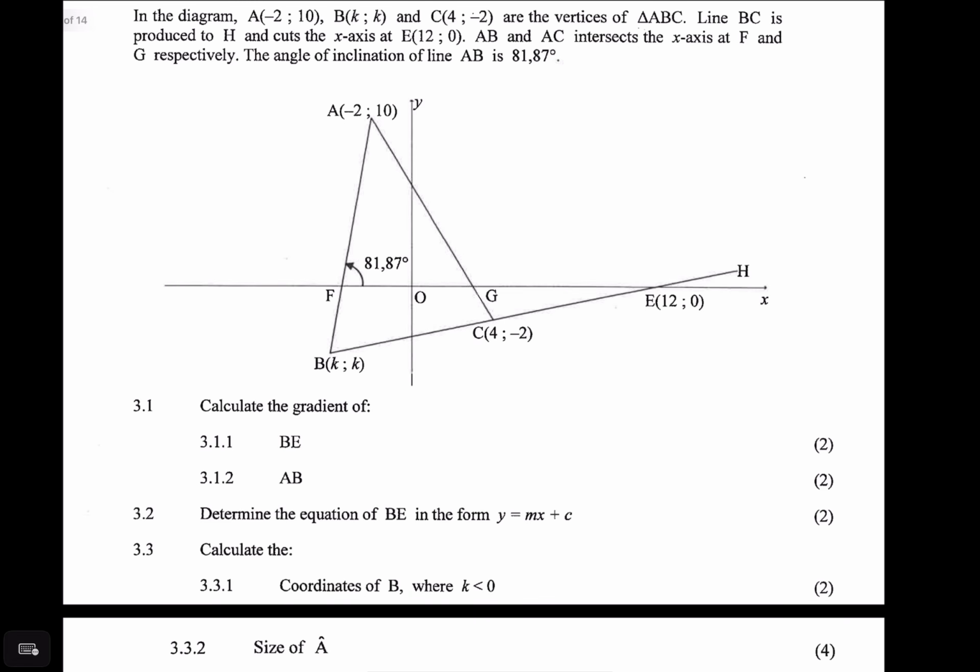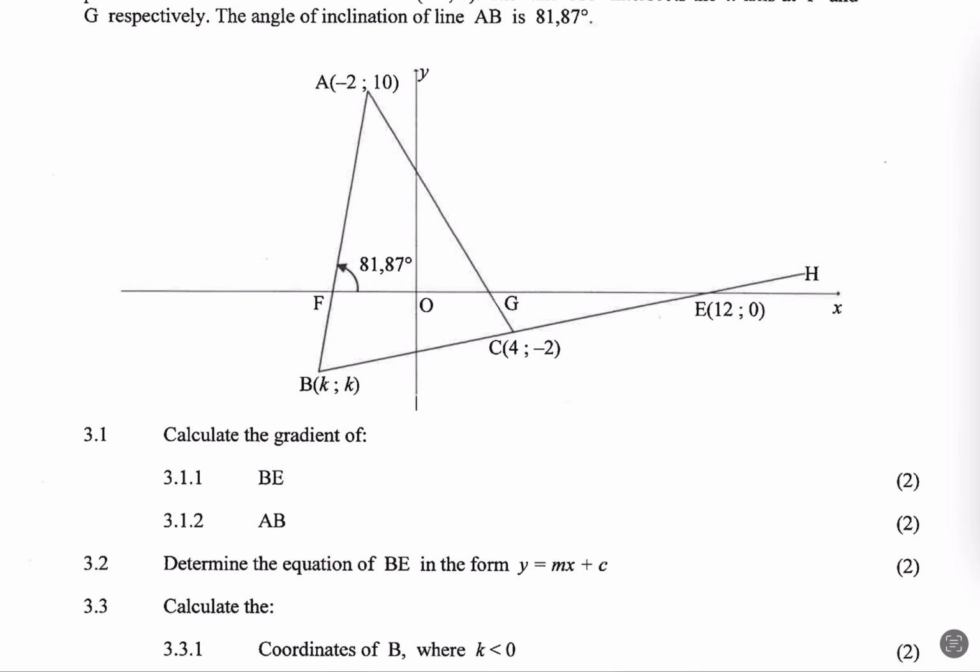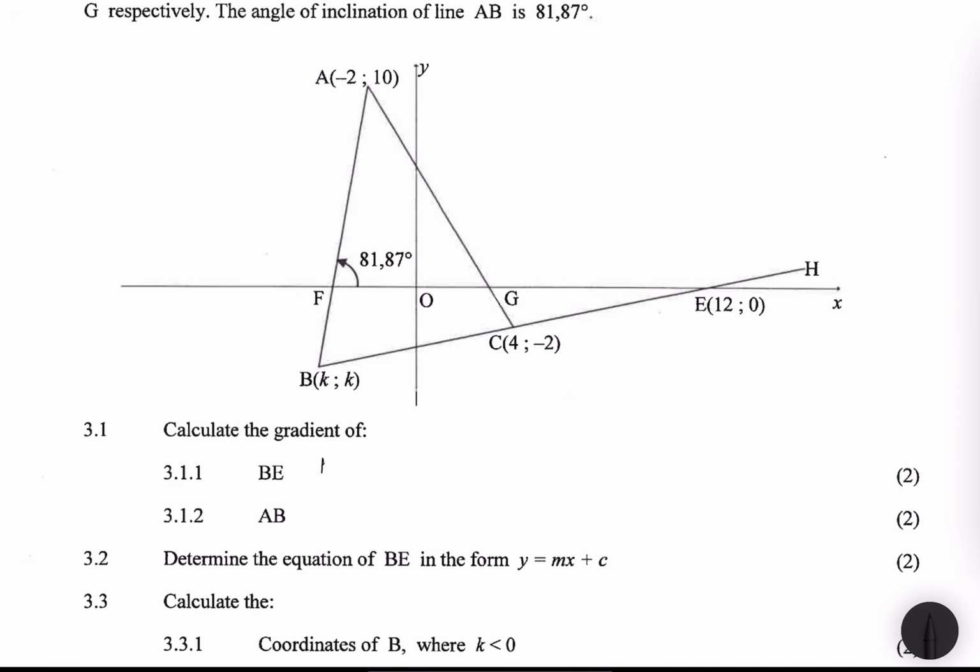Now if we look at the gradient of BE, I'm just going to work onto the diagram itself, so I hope you don't mind. For BE, we don't have the coordinates of B, but we do have that it's a straight line. So let me use the coordinates of C and E instead. The gradient of BE is the same as the gradient of CE.